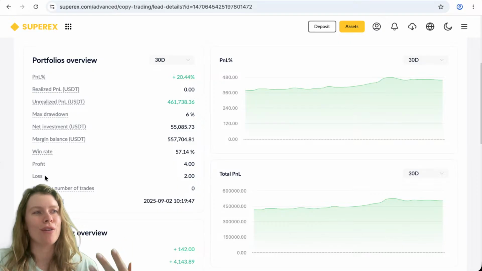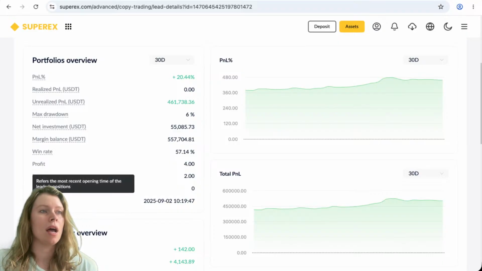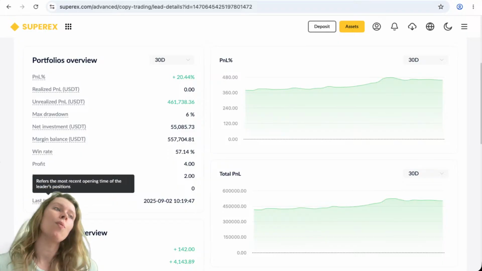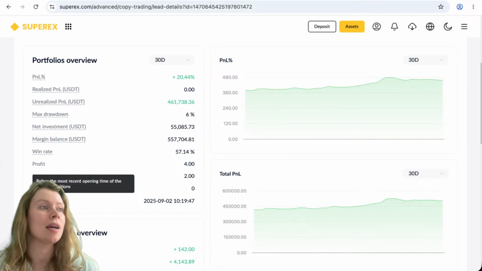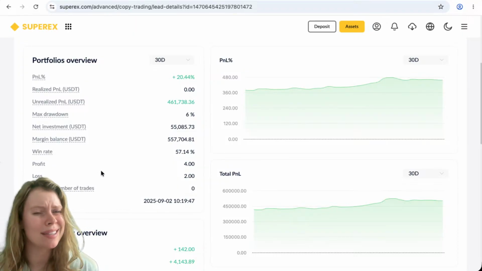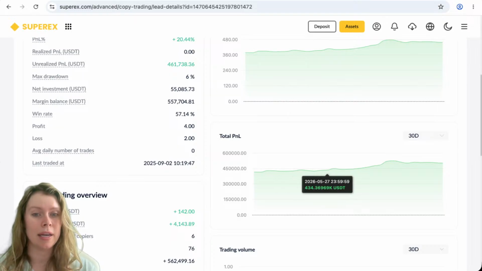So of course, profit and loss, that one doesn't need a full-on explanation, but average number of trades, 0. Last traded at, this is something for you guys to keep a note of. When did they last trade? So that was 2025. That was a while ago. So maybe that's not something that I would necessarily want to copy because it's been a while since they've traded, okay? So these are really important for you guys just to keep an eye on what is actually happening in current up-to-date numbers, okay?